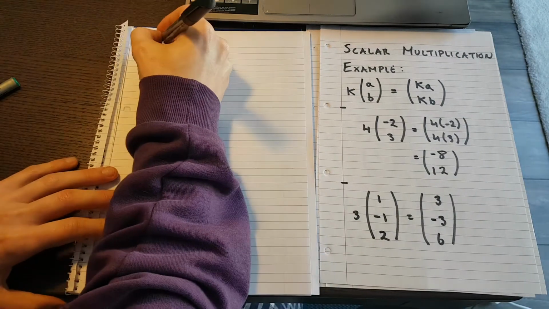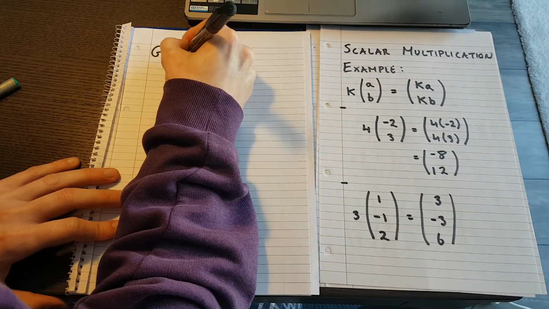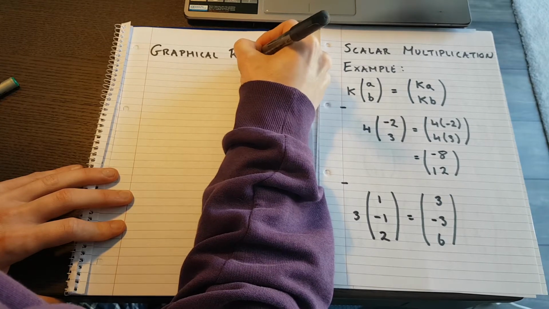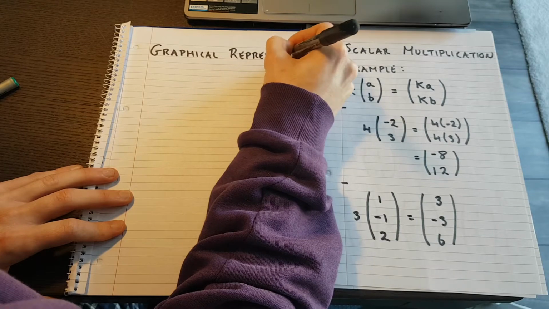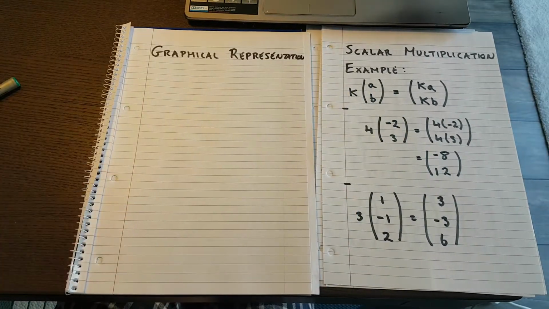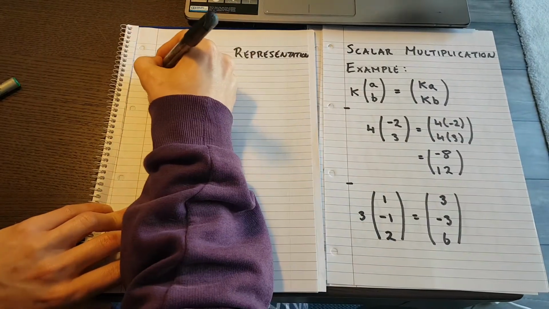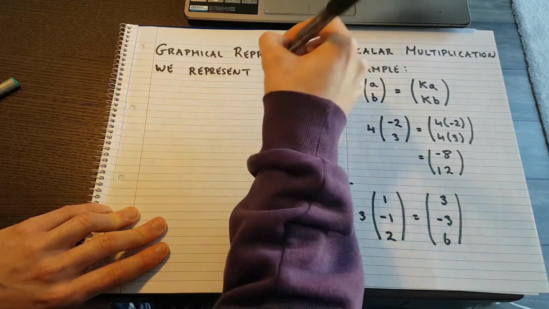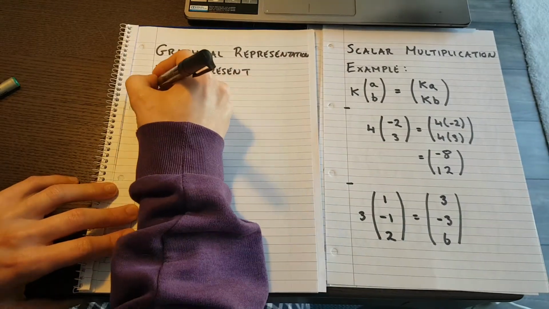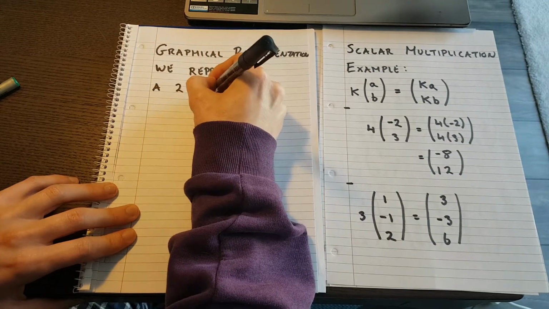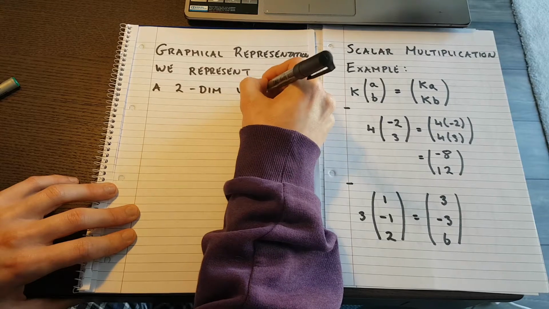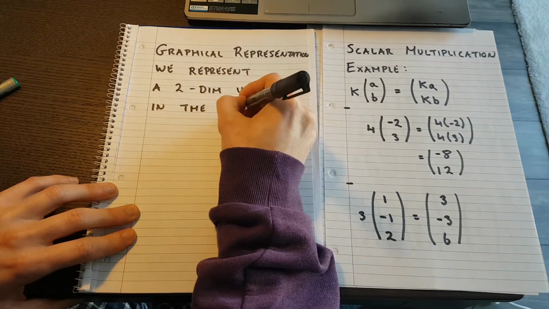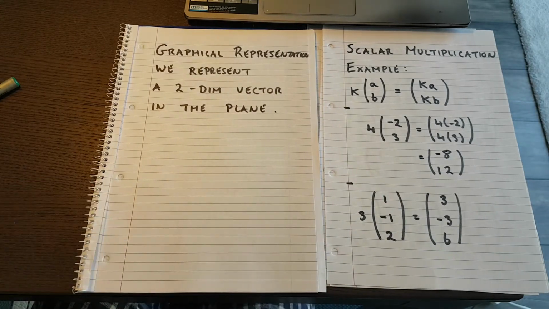So this is graphical representation. Okay, graphical representation. So we represent a two-dimensional vector in the plane. And it's very, very simple.